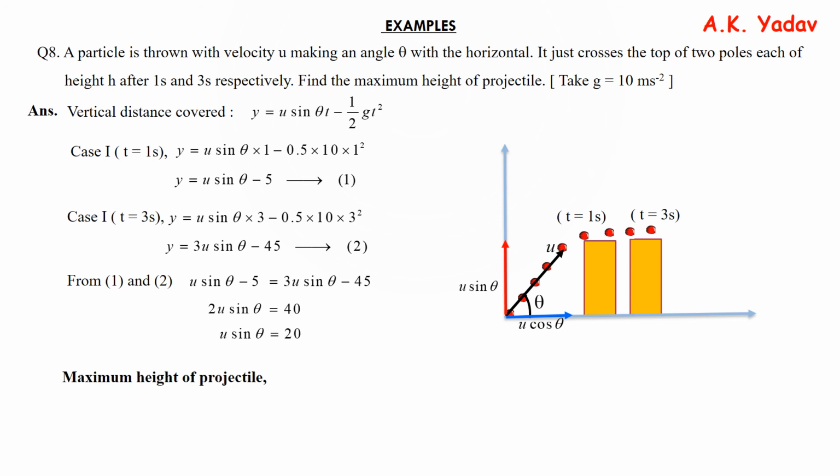Now what is the maximum height of the projectile? It is h equal to u square sine square theta upon 2g, that is 20 square upon 2 into 10, and that gives an answer of 20 meters.